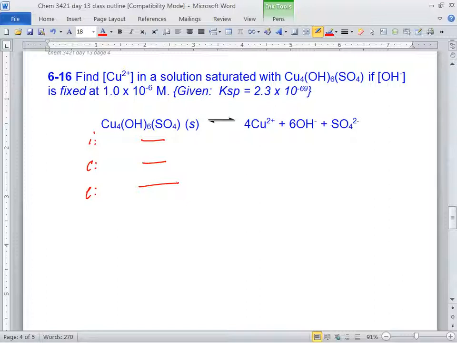Before you start doing some math and getting all mad at me, let's make sure. Sabina, what does this mean? Hydroxide is fixed at 1 times 10 negative 6 molar. What does that mean for our ice table?